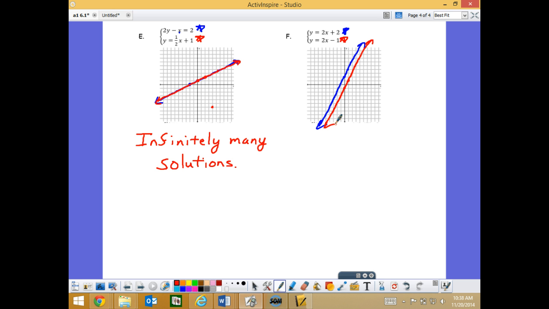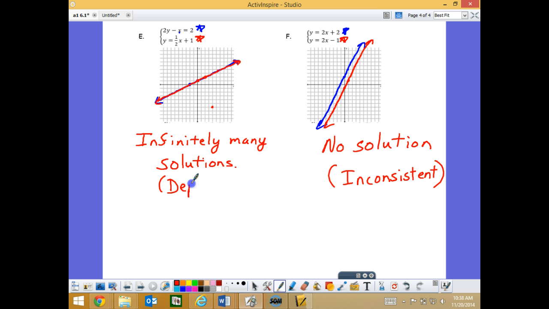So the solutions to these systems are the points where the lines intersect. If these two never intersect, that means we have no solution. And we call this type of system an inconsistent system. And this one we call a dependent system.